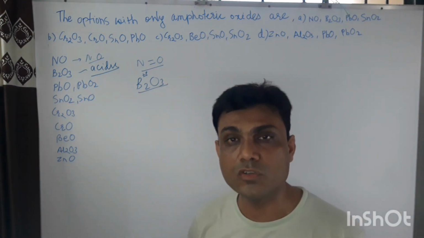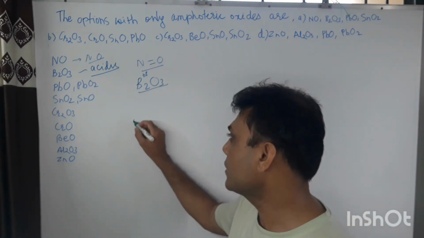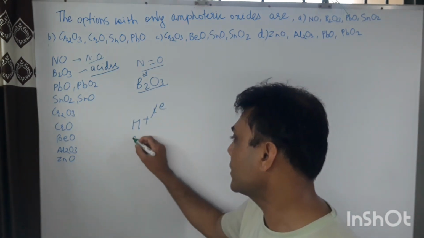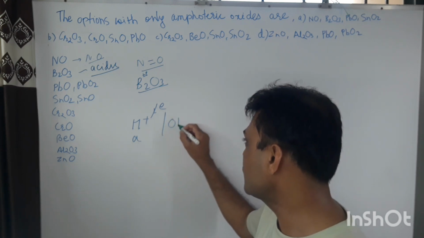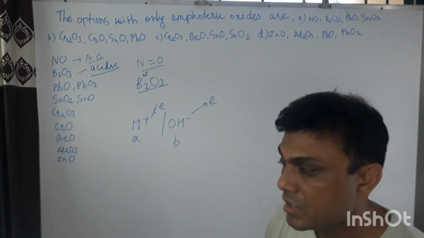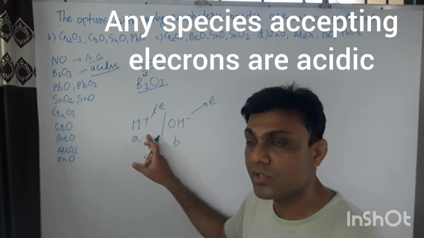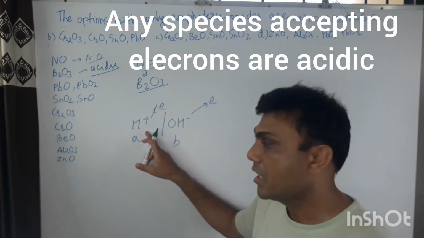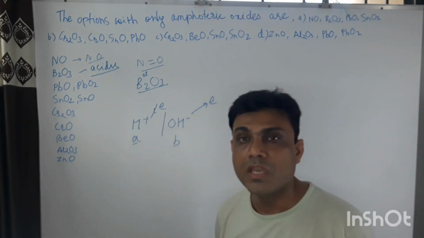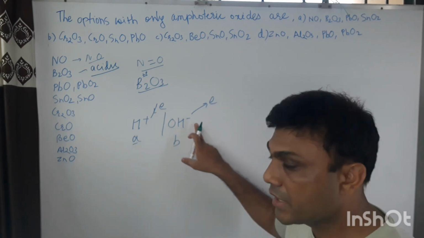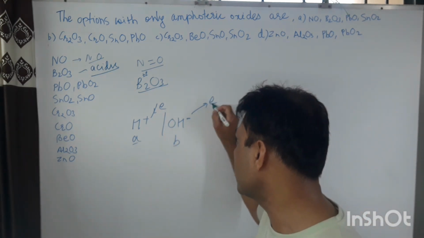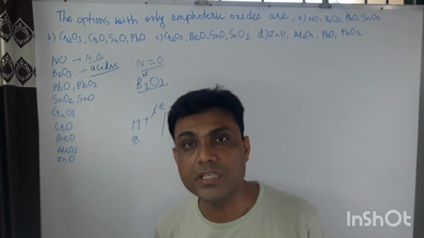As per the Lewis concept, anything is acidic if it is accepting electrons. So it becomes an acid. Anything is basic when it will donate electrons. Here H positive is acidic because it has a positive charge and it can only accept electrons. That's why it is acidic in nature. And here is OH negative, that is the hydroxide ion. It has electrons, it will give the electron, that's why it is basic in nature.